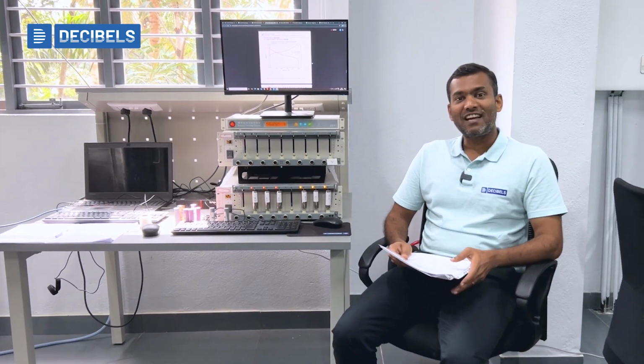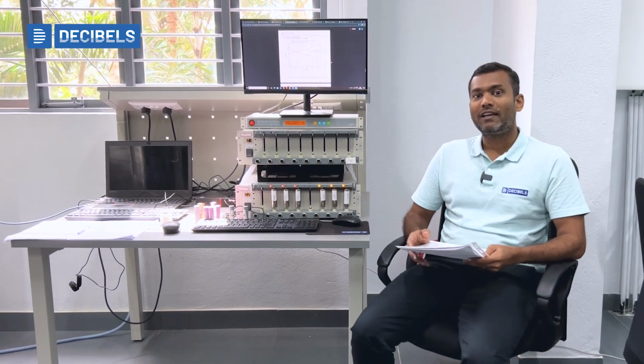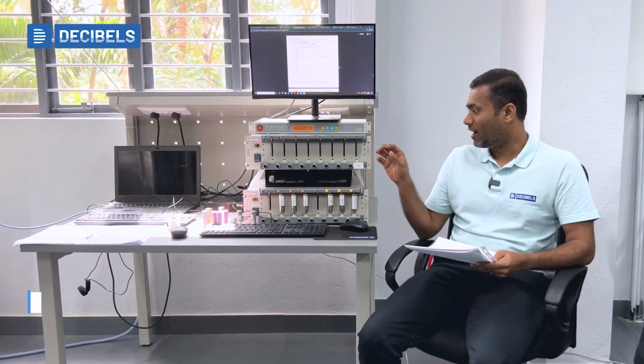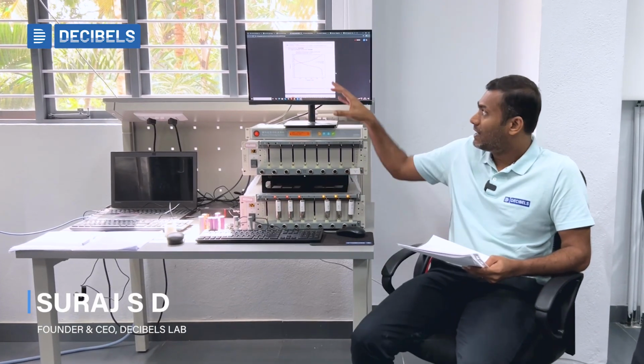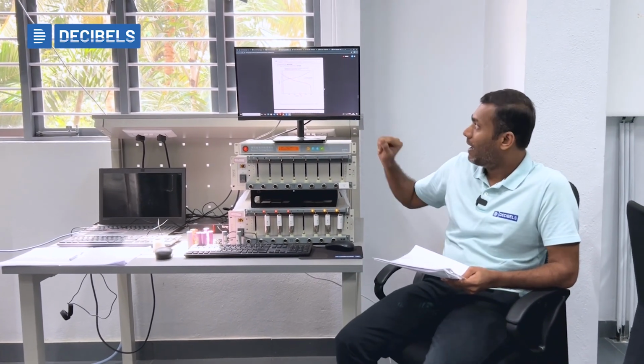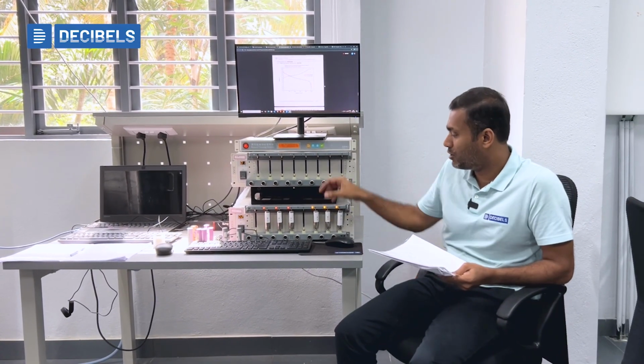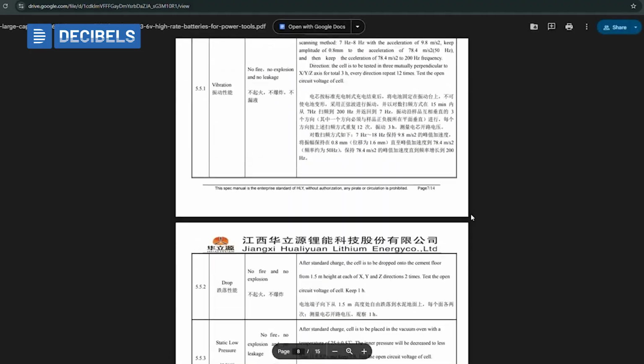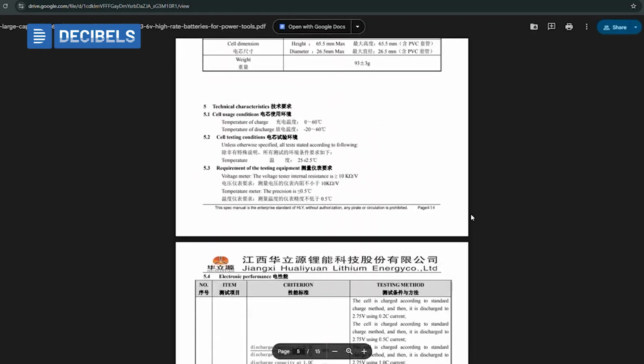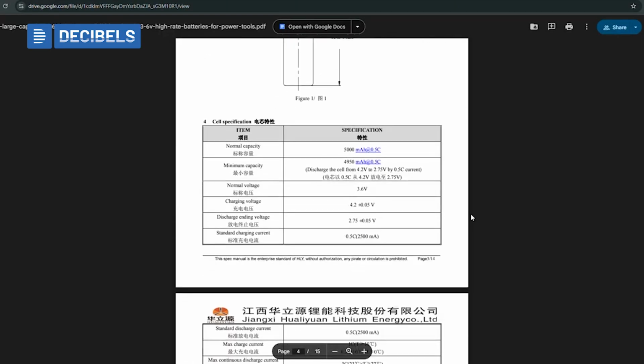Hi, let us understand what is the capacity of a given cell. Let's take a data sheet that is given by a manufacturer. Any cell manufacturer will provide you a data sheet, and in that data sheet, they will mention a specific term called nominal capacity.